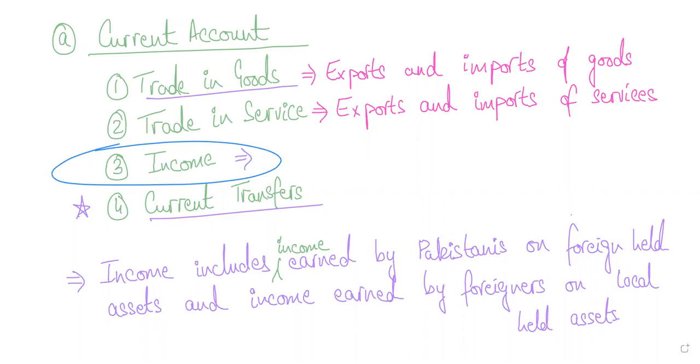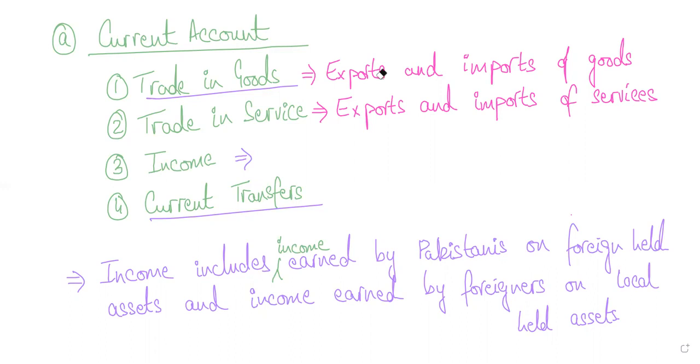How many of you completely got this? Let's look at this one more time. Students, this is confusing. That's why I am trying to take it slow. Now, think about this. What does the income section include? Very good. Preet, are you following me? The income section includes income earned by Pakistanis on foreign held assets.